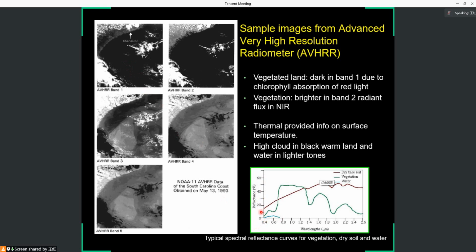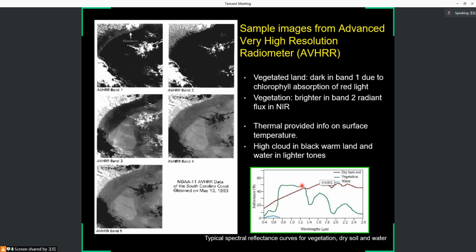And you see here, this is for the vegetation. In the visible band it's lower, particularly in the red band. But for the near infrared band, the vegetation is higher. So here the color is whiter than this one, the vegetation.